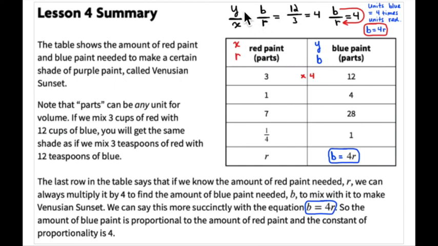So blue over r, y over x, same as blue over red, and use one of the rows. Doesn't really matter which one you use. 12 divided by 3 equals 4. So what is that telling you? Well, the units of blue paint are 4 times the units of red paint. So blue is equal to 4 times the units of red. So whatever I'm given in red, I have to multiply that by 4 to get the amount of blue paint. And down here in the text, see the same thing. Blue is equal to 4 times the units of red.